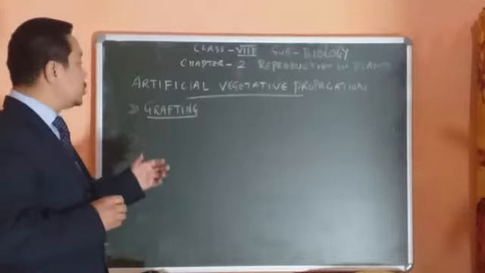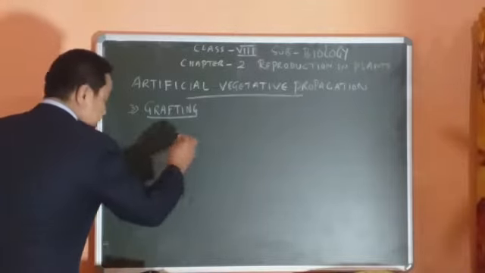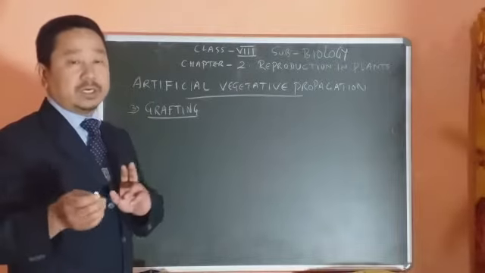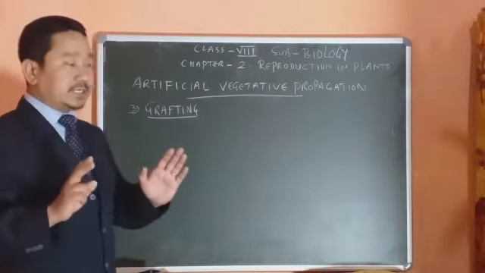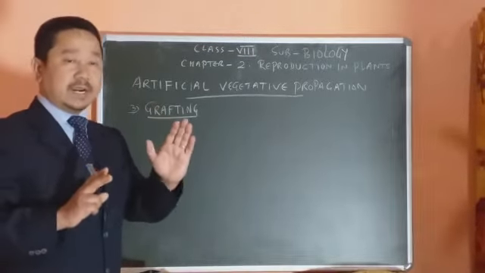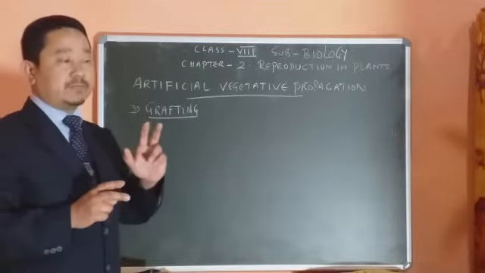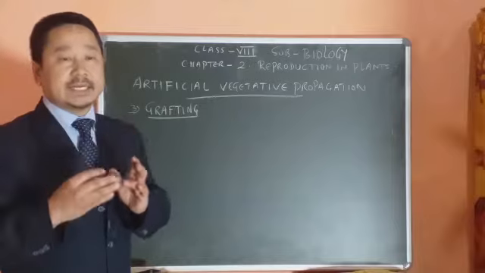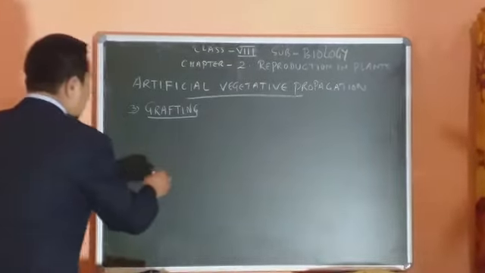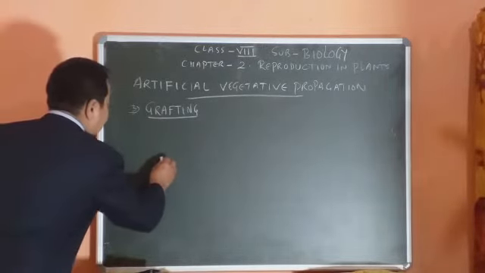So how can we do grafting? Let me tell you with the help of this diagram. For grafting, as I told you, we always need two varieties of the plant, of the same type, or even two different plants of closely related species. So we need two portions of the plant. First we have this one.